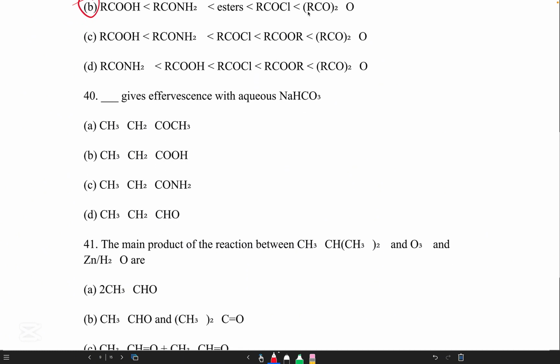Now, the next question, question number 40, says, dash gives effervescence with sodium hydrogen carbonate. One of the characteristic tests for carboxylic acid is when carboxylic acid reacts with sodium hydrogen carbonate, it gives CO2 and water as part of the product. And this CO2 is a gas. And you know, gas will always give that effervescence, and that is used to test for the presence of carboxylic acid. So the correct answer to that question is carboxylic acid. Carboxylic acid gives effervescence with aqueous sodium hydrogen carbonate.